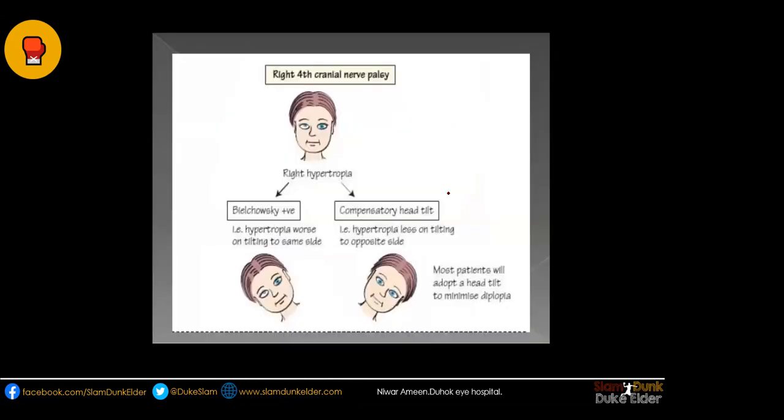Okay, and the compensatory head tilt that will happen is the patient will tilt away from the lesion. So if she's got a right fourth cranial nerve palsy, if she tilts her head to the right side, the hypertropia worsens and the double vision worsens. But if she tilts to the opposite side of the lesion, she can balance out that motion and the double vision reduces.